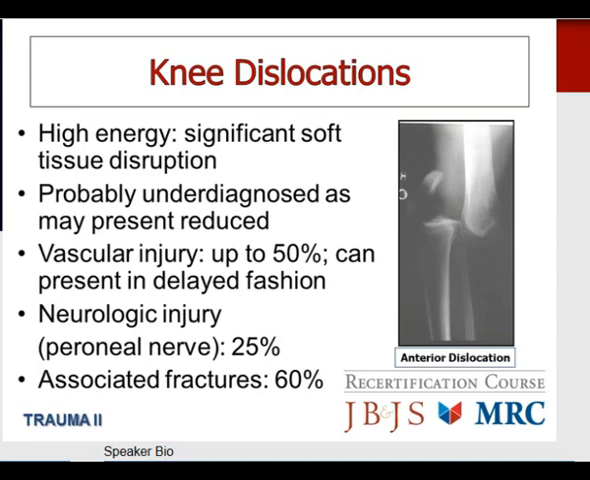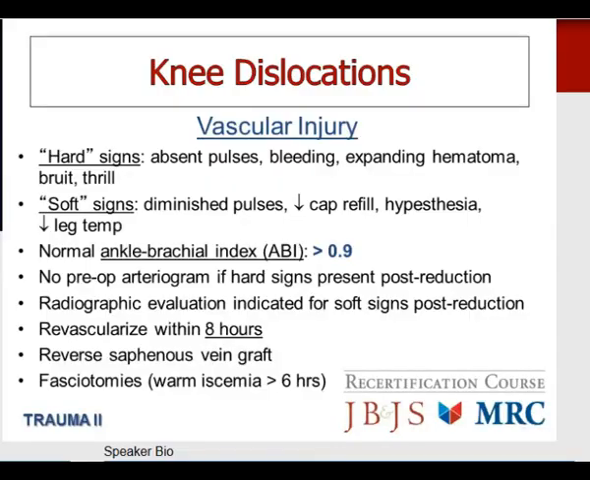The peroneal nerve can be injured about 25% of the time, particularly with lateral dislocations, and associated fractures of the ipsilateral extremity are seen in about 60% of cases. Now, vascular injury: the hard signs of vascular injury include absent pulses, bleeding, expanding hematoma, the presence of a bruit or a thrill. The soft signs, which are somewhat more difficult to diagnose, include diminished pulses, decreased capillary refill, hypesthesia of the extremity, or decreased temperature of the leg.